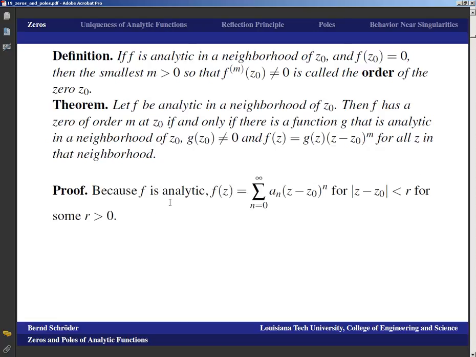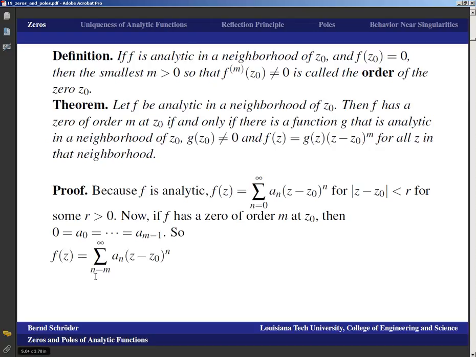Suppose f is analytic. Therefore, f has this power series expansion, the sum n equals 0 to infinity of a n times z minus z0 to the n, for z close to z0. And if f now has a 0 of order m at z0, then we have that 0 is equal to a0 all the way through a m minus 1, because remember, these are computed with the 0th derivative, first derivative, all the way to the m minus first derivative, which are all equal to 0.